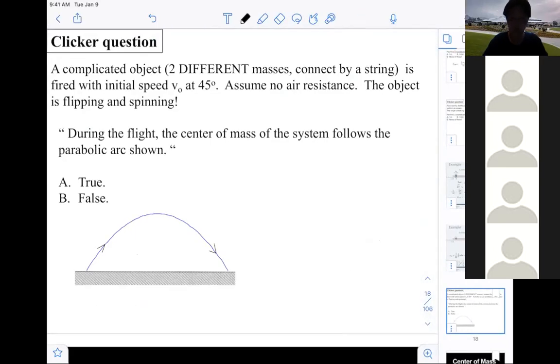So let's do this question. Here I want a prediction, and then I will show you a demo to demonstrate it. Let's say you have a very complicated object, two different masses, a hammer and another hammer, for example. They're connected by a string, and then you throw it up. It's flipping and flopping in the air. If I'm asking about the center of mass of the system, does it still follow a nice parabolic arc, or would you think it's all very messy? You don't have to discuss here. I'm just asking for your intuition. What's your prediction?